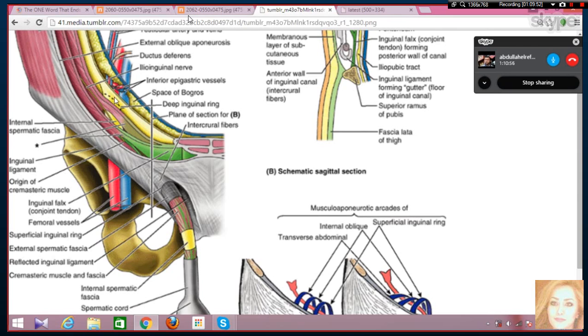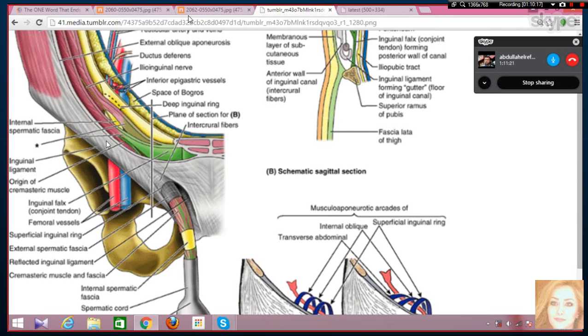If you want to talk about the roof, it is all of these. What are these? Which muscle is it? It's the anterolateral abdominal muscles. So first you have transversalis fascia, then you have internal oblique and transverse abdominis, then you have the aponeurosis of external oblique. So you see all of these on the roof.